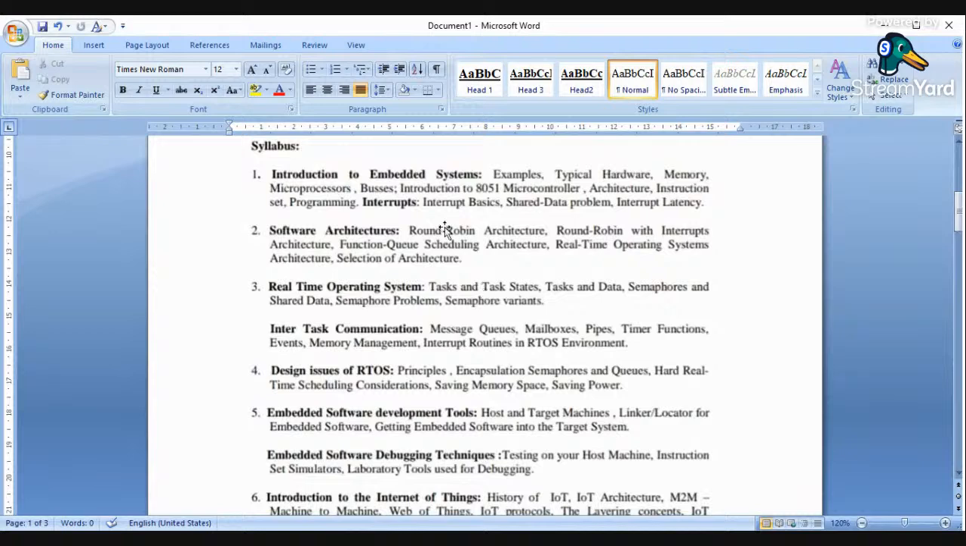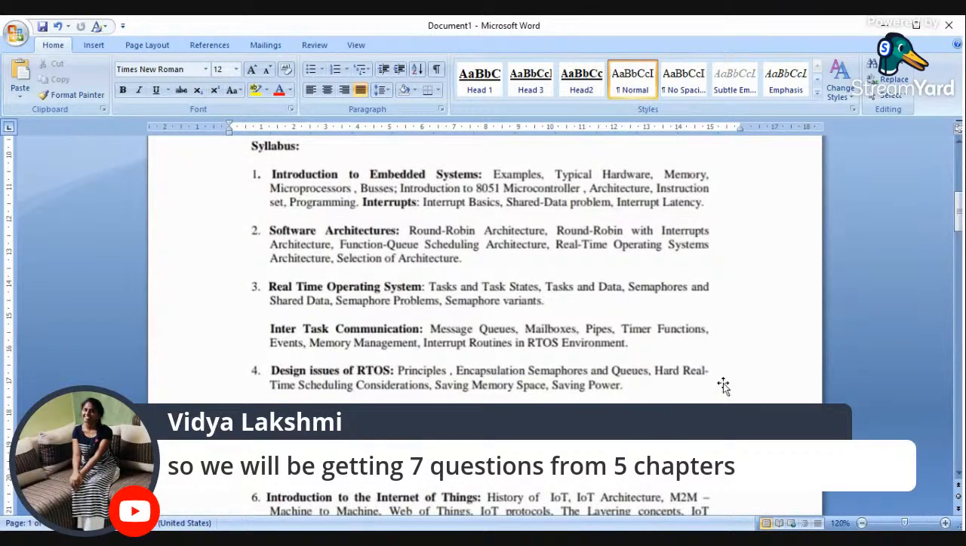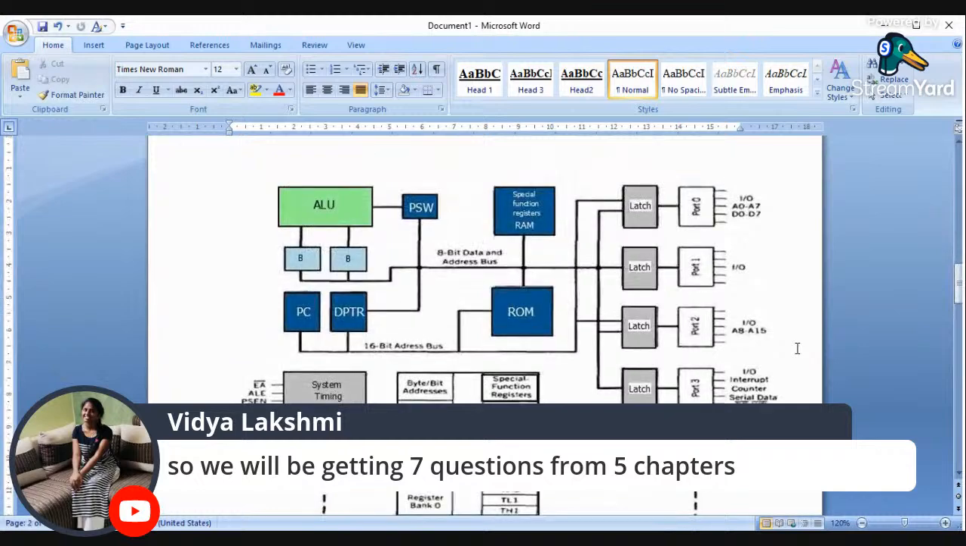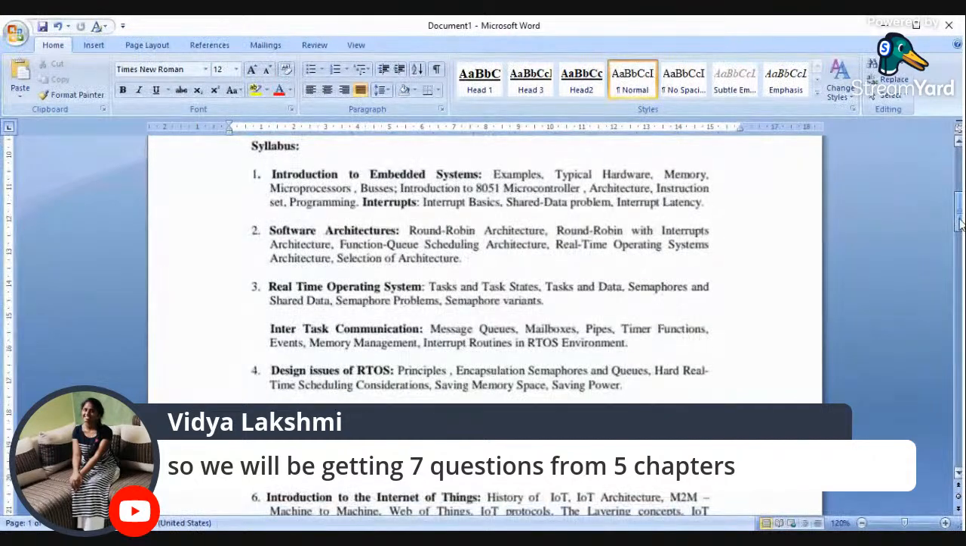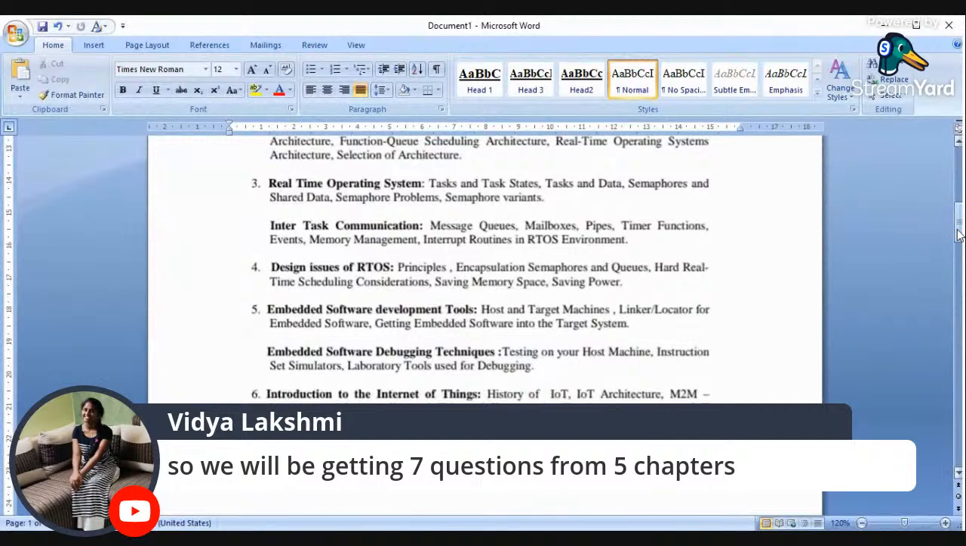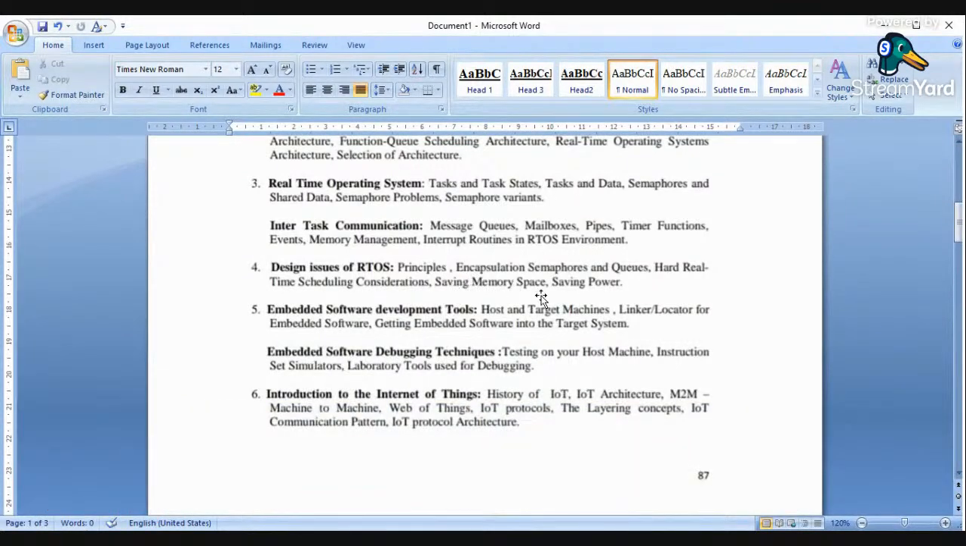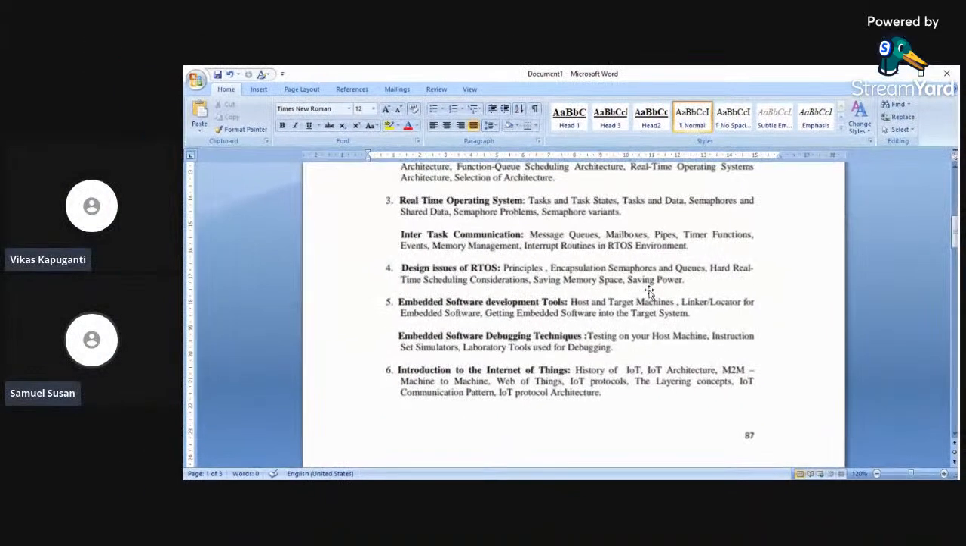So comparatively, from the three chapters, you can attempt more than three essays, I guess. And the remaining ones are small topics. And of course, the last chapter I wrote is not in the syllabus for this examination. So you can go with the fourth chapter, which is very simple. You can simply consider semaphores and saving memory and space. Right, semaphores, saving memory and space.